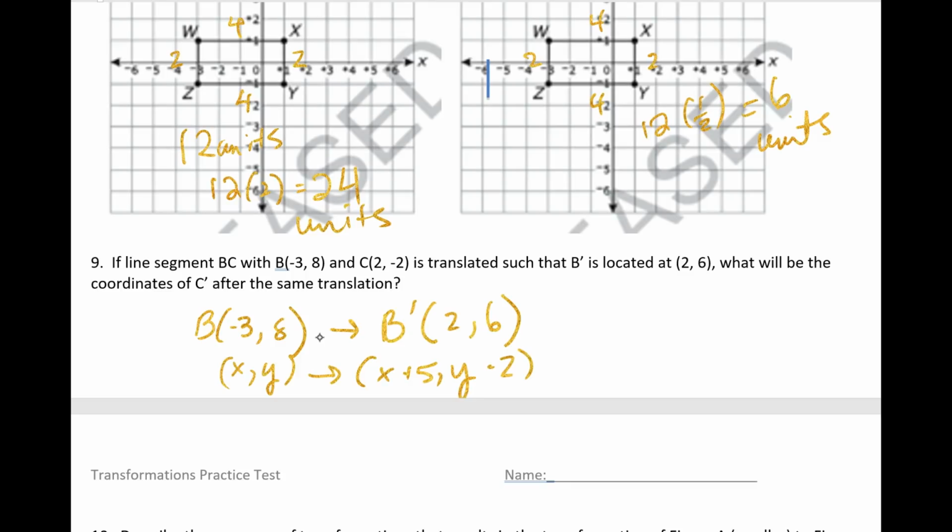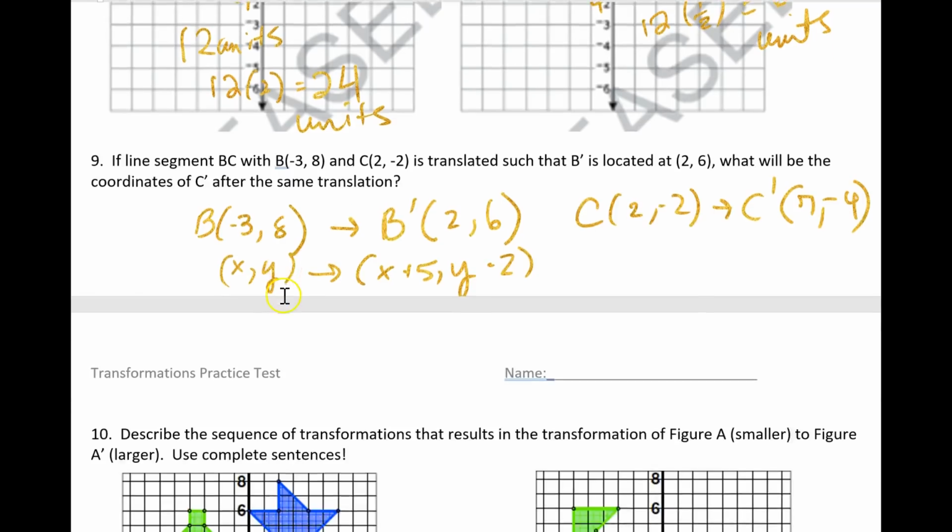All right. So what do we need to do? For C prime, C is 2, -2. Therefore, for C prime, we add 5 to that. That's 7. And we subtract 2 from that. That's -4. Use your calculators, y'all. If you think you're going to get that wrong, get your life together.